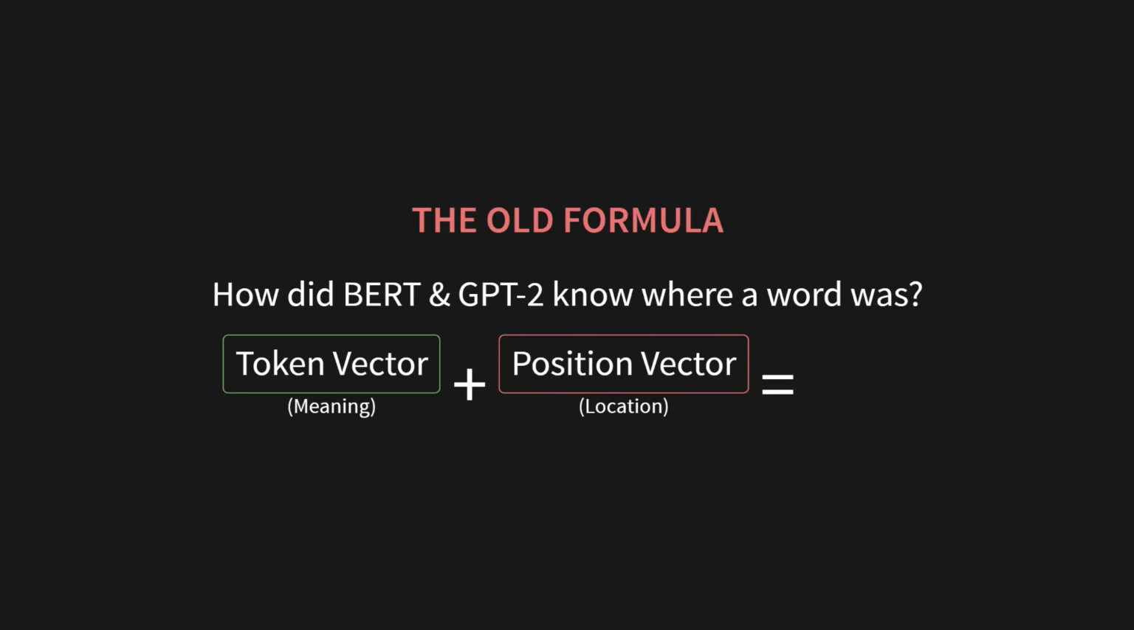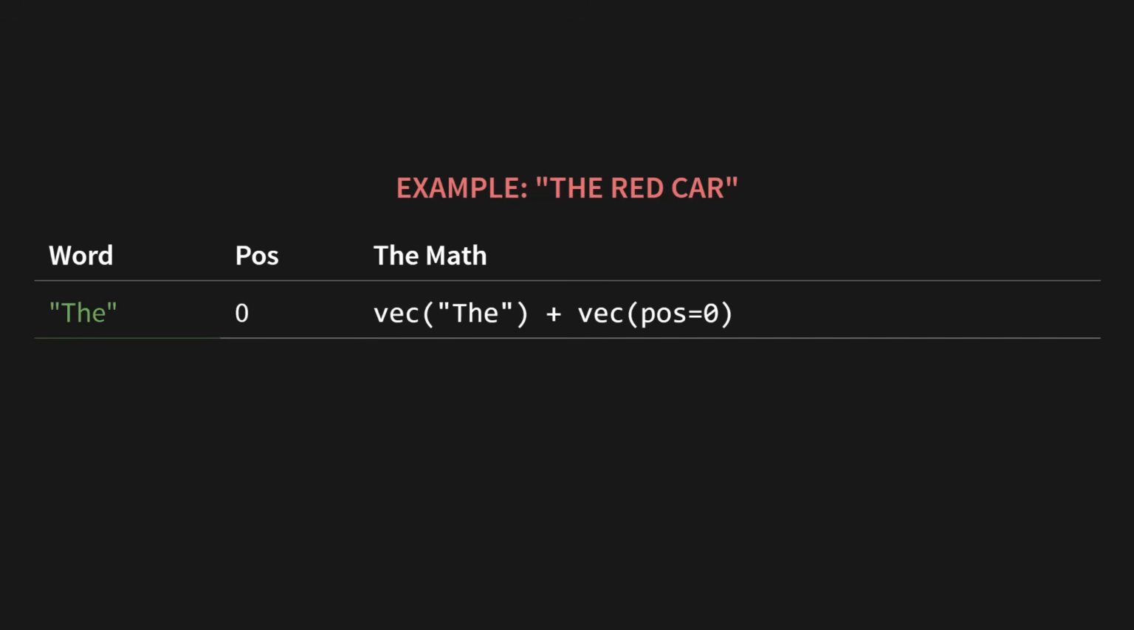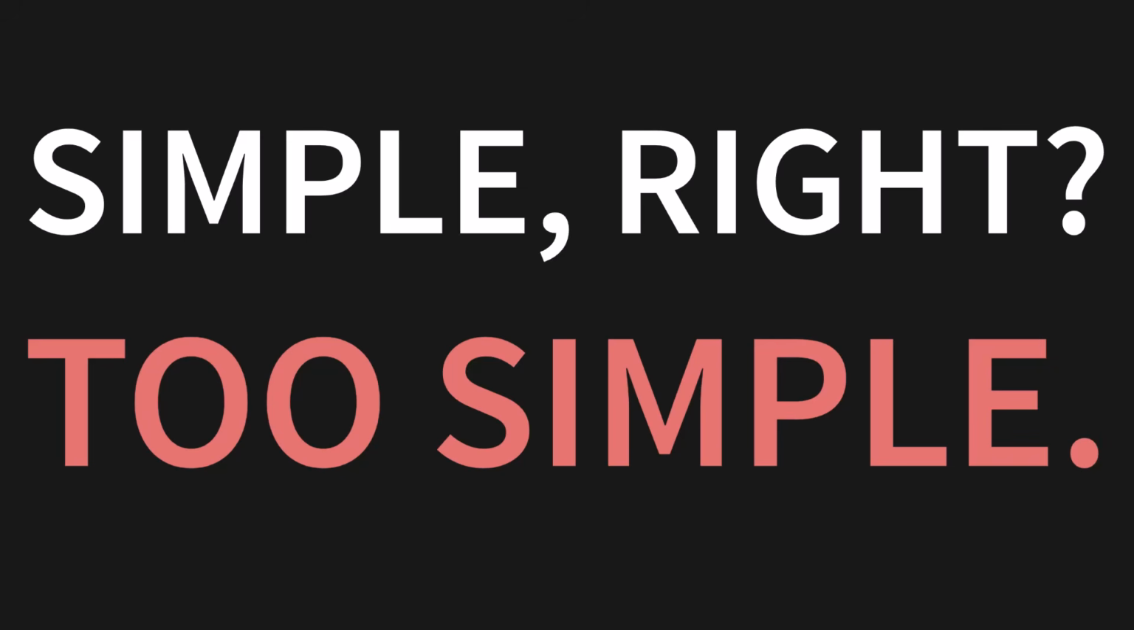Let's look at a concrete example. Say we have the phrase, the red car. As you can see in this table, for the word the at position 0, the math is just the vector for the plus the vector for position 0. Easy. For the word red at position 1, it's the vector for red plus the vector for position 1. And for car at position 2, I think you see the pattern. It's the vector for car plus the vector for position 2. Simple, right? Yeah, and this is where the entire system starts to break down.